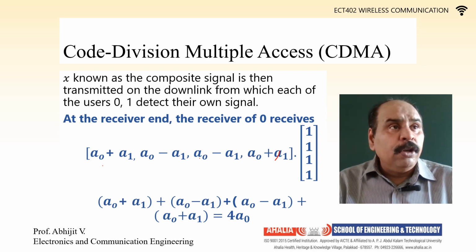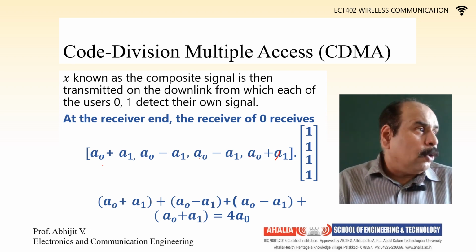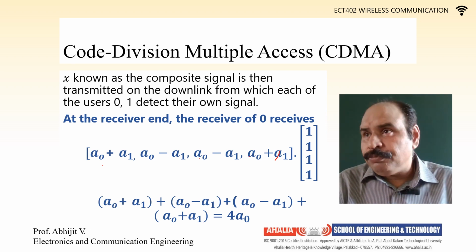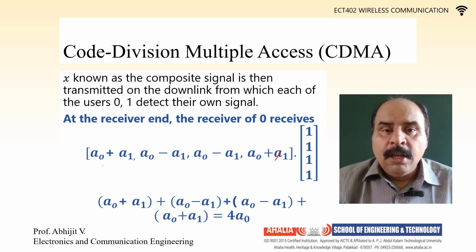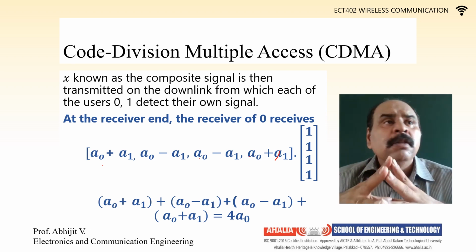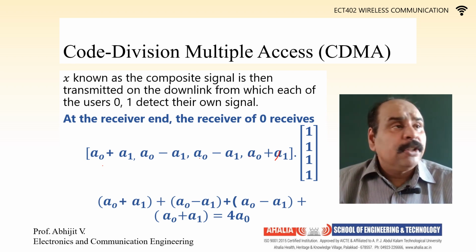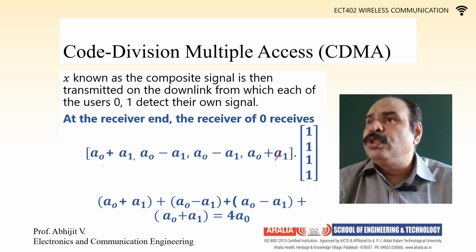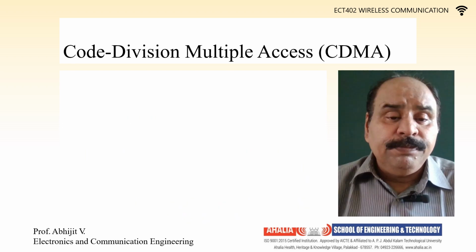So when you add up all the things, what you got was 4A0. Next, we will see what is happening at the other user, user 1's receiver.